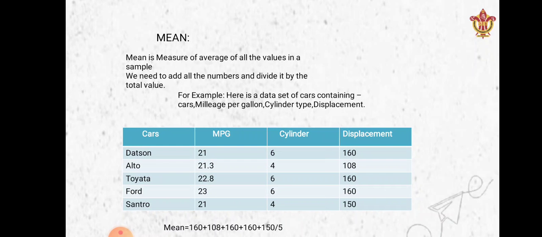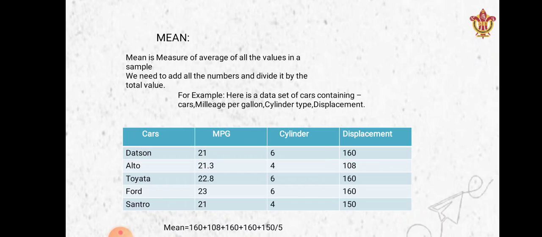Mean, we all know, is a measure of the average of all the values in the sample. So whatever values are given in the sample, we need to calculate their average. For calculating the average, what we normally do is add all the numbers and divide by the total count. That's the simple thing we do for calculating average, and that's the only thing we need to do for calculating the mean here.